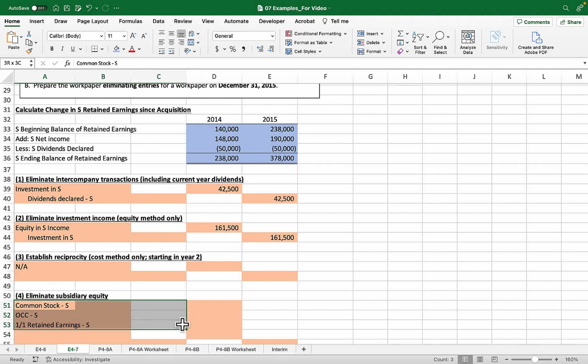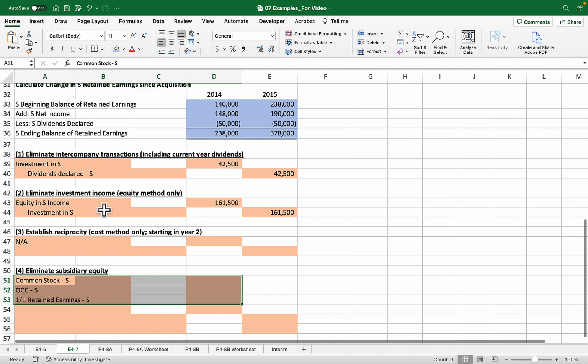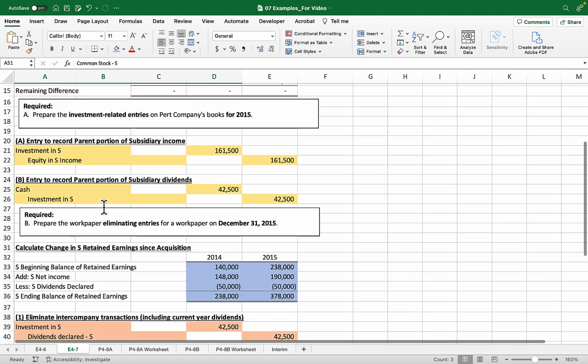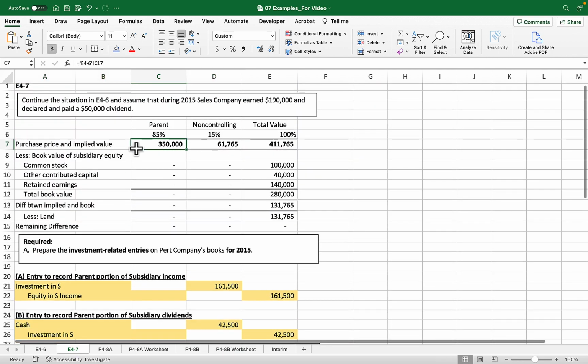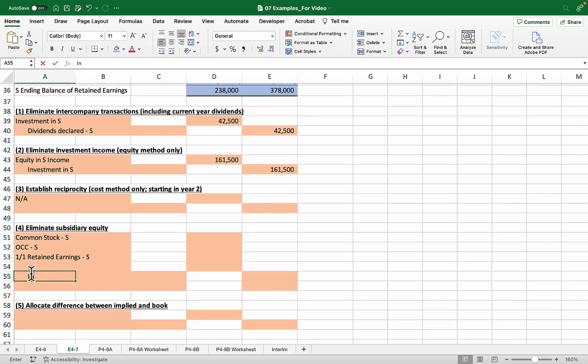Okay, so this gets rid of all of our subsidiary equity accounts. As I said, we're going to come back to the numbers in a minute. Then we know we also need to eliminate investment in S. So investment in S normally has a debit balance because that is an asset account. So we are going to credit investment in S.